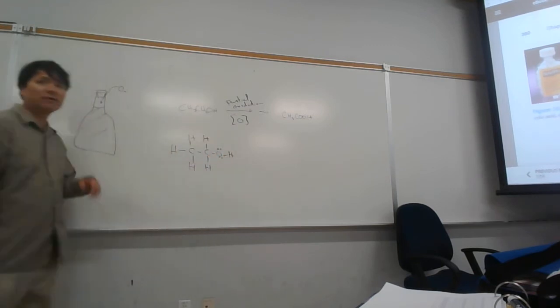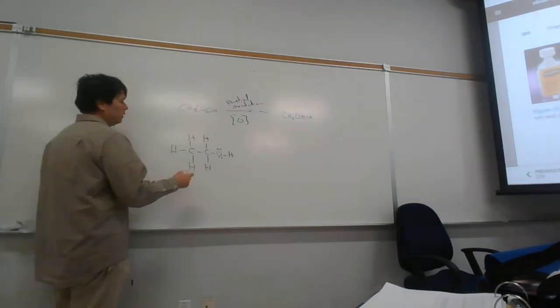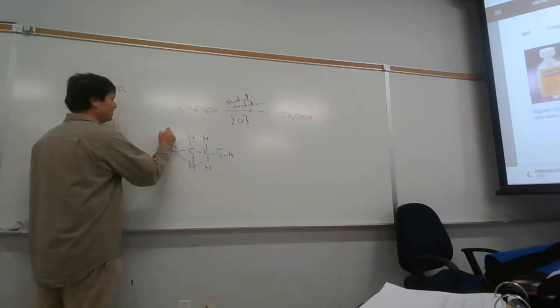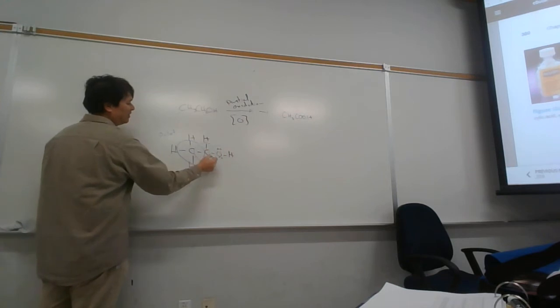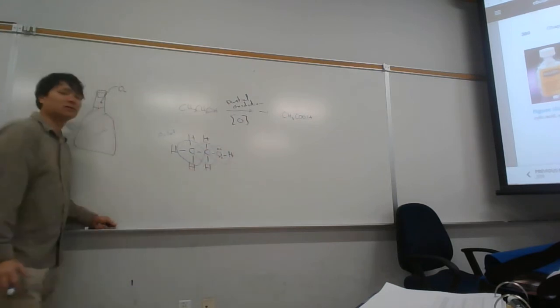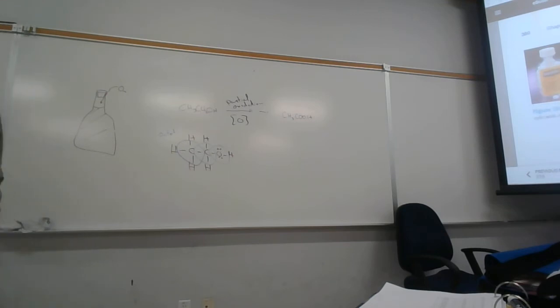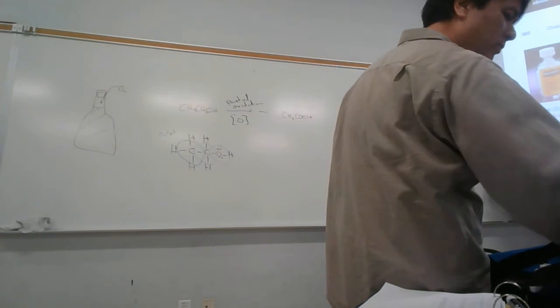So Lewis structures don't have to show the three-dimensional part of it, but there are 3 ways of counting electrons in an atom. The first way of counting electrons is the octet. This one. And the second way of counting electrons is formal charge.